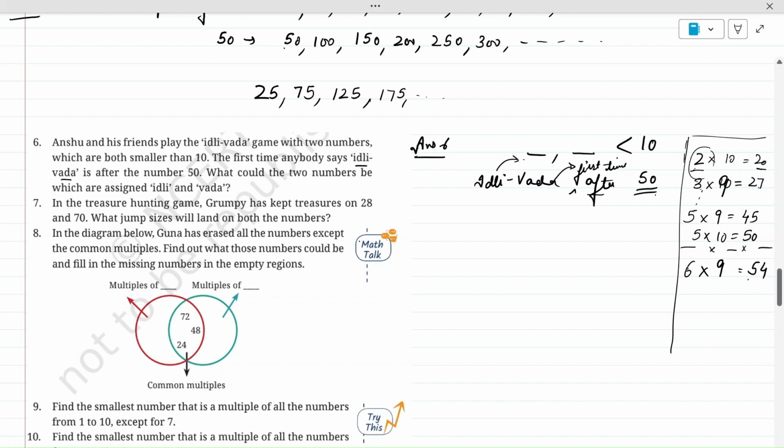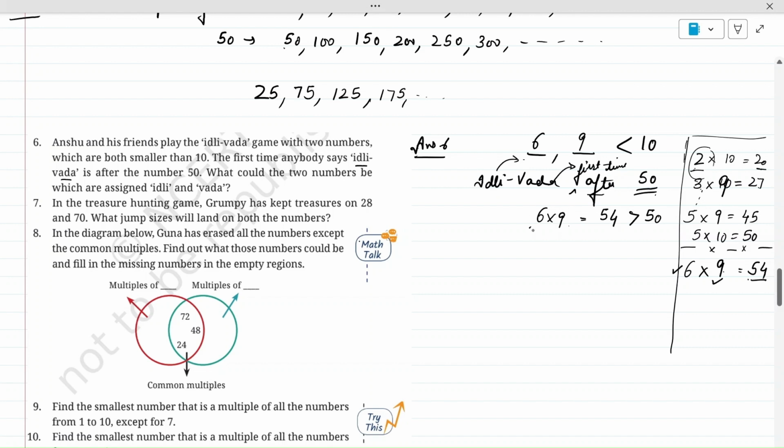So that means if I take one number as 6 and the other number as 9, then the product is 54, which is greater than 50, the condition given to us. Both the numbers are less than 10, and the product of both the numbers is 54, which is greater than 50.